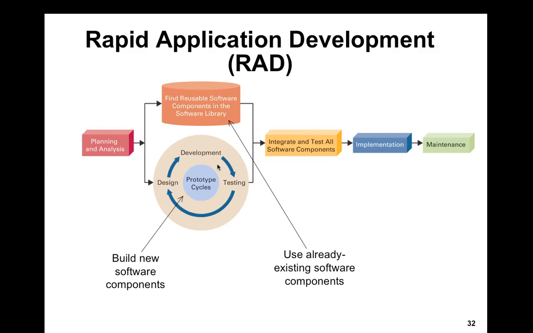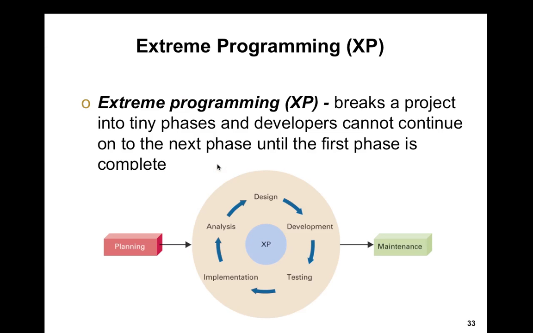Okay, contrary to rapid application development, and I shouldn't say contrary, it's another form of rapid application development, we have what's called extreme programming. This breaks the project into tiny pieces, and developers cannot continue on to the next phase until the first phase is completed. So someone does something, completes it, gives it to somebody else who completes it, hands it off to somebody else who completes it. This is what it looks like in terms of extreme programming, going iteratively through testing, implementation, analysis, design, development, testing, implementation. We have some pre-planning because we have some specs that we're going to develop. And then we have people putting it together in tiny pieces.